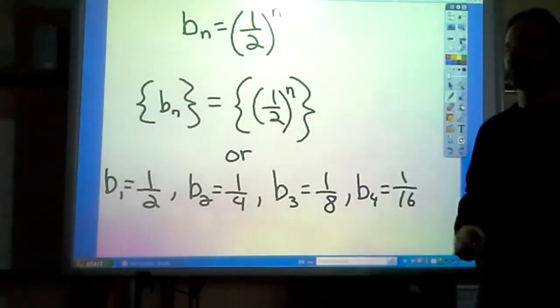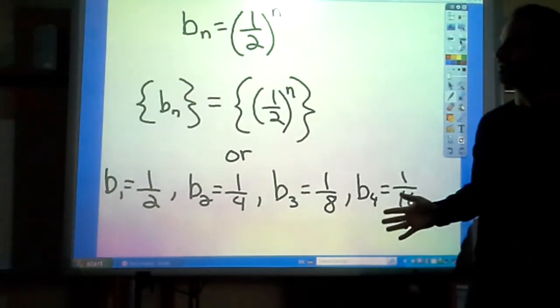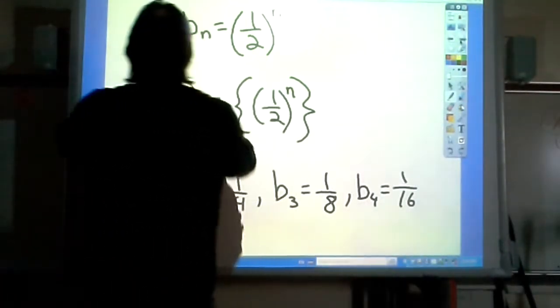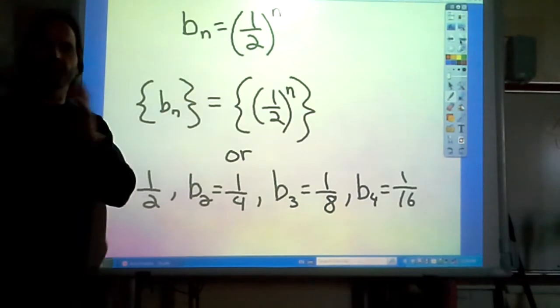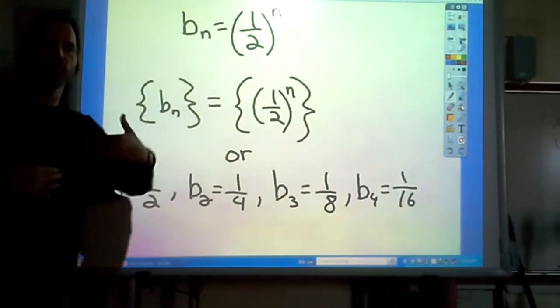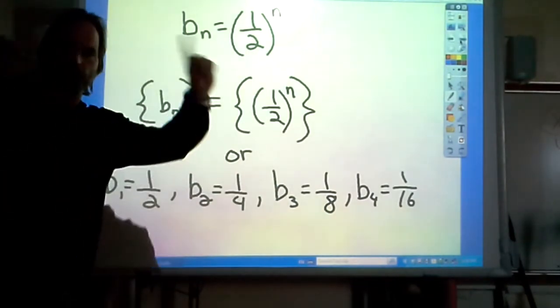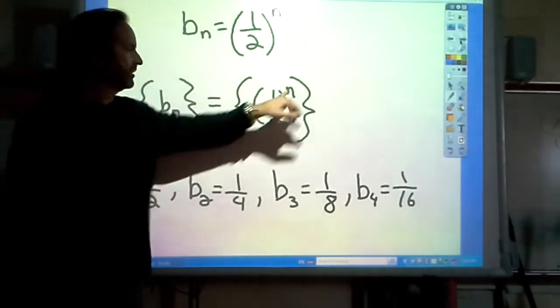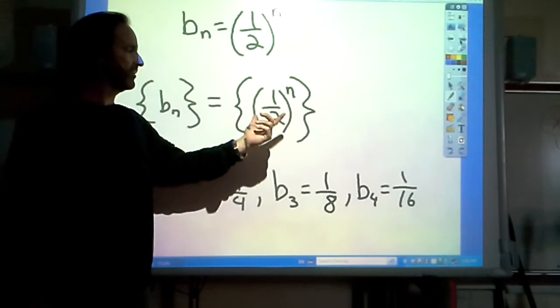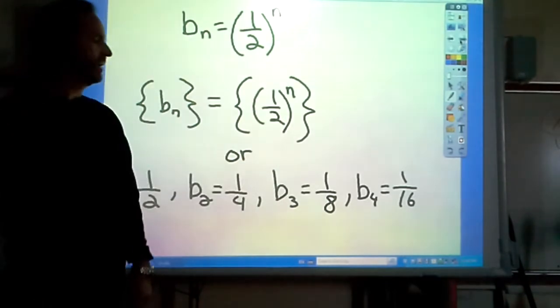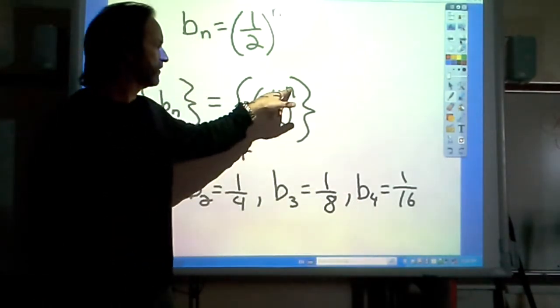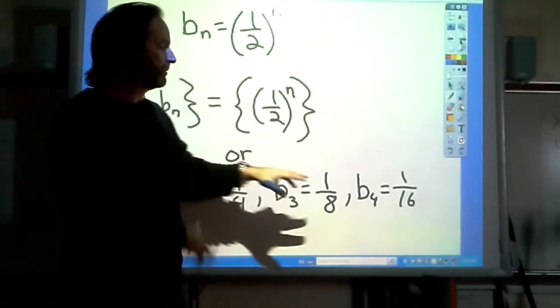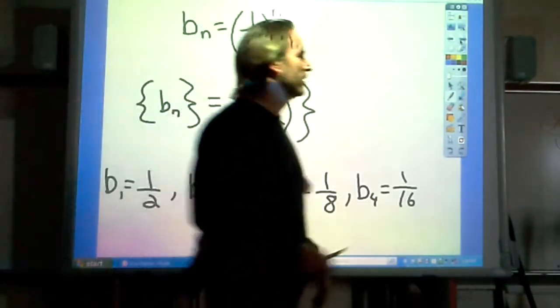Another way to list something, instead of listing out all your terms, is just putting this in these brackets. Symbolize a sequence, because a sequence is a list of things that you put in brackets. So sequence b sub n equals, again, the sequence brackets, and then parentheses 1/2 to the n power. Okay, obviously my fourth term, 1/2 to the fourth. Plug in 4 for n. My fourth term is 1/16. Okay.